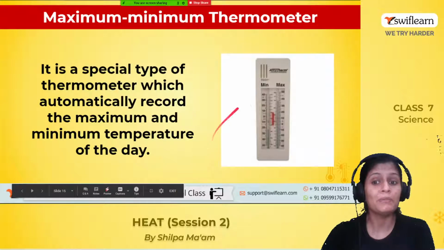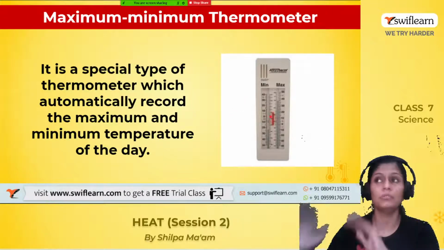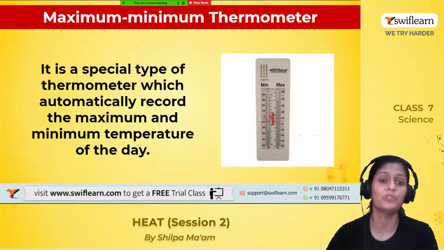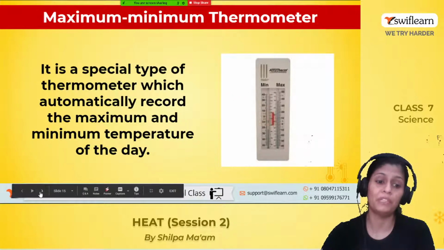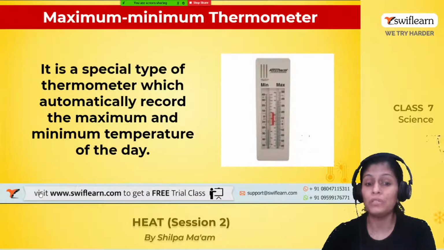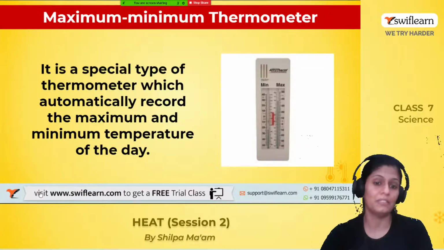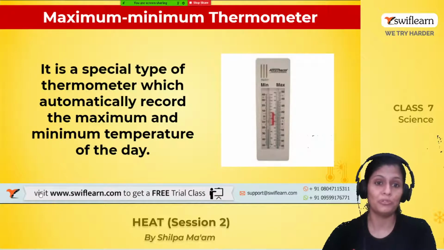The maximum and minimum thermometer, you might be seeing in the display at some doctors' places. It is a special type of thermometer which automatically records the maximum and minimum temperature of the day. If you need the daily forecast temperature, then this thermometer is the best choice.